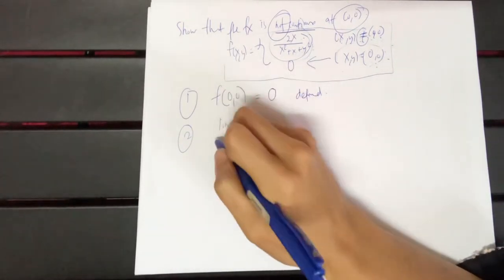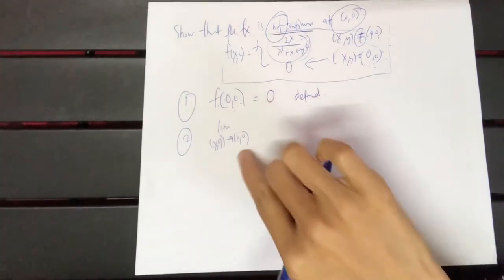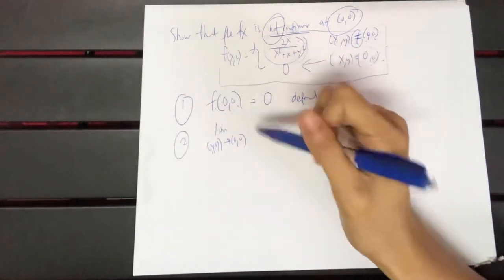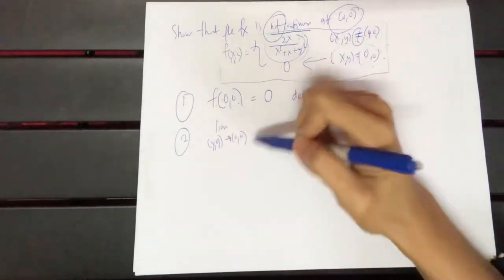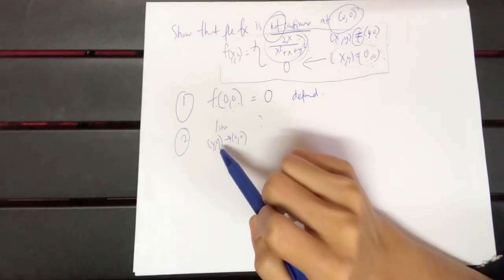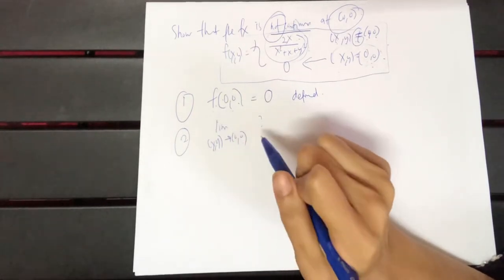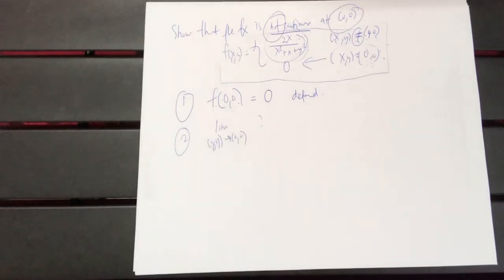Okay. Step number 2. You need to show whether the limit exists or not. Your (a, b) is (0, 0), right? So since this is a limit, what is your function here? We understand that limit means X, Y approach 0, 0. It just approaches. It's not equal exactly.